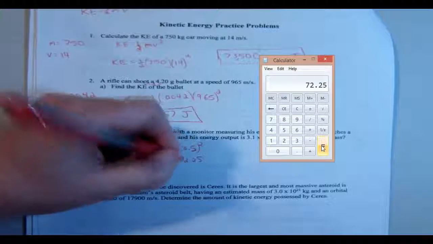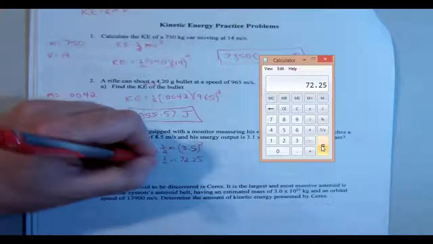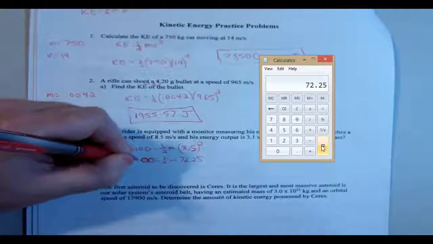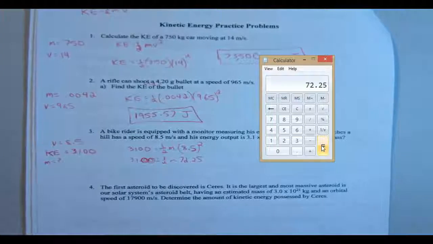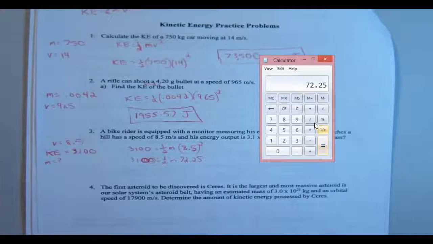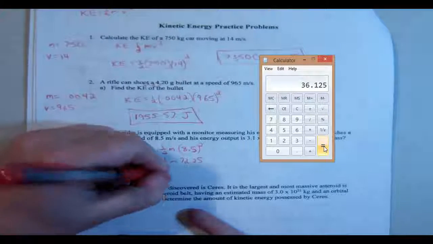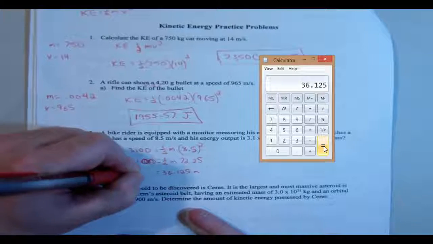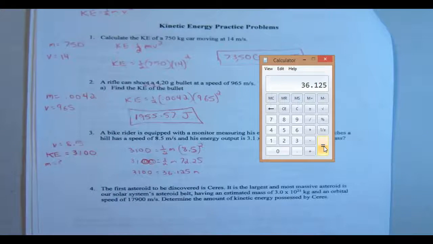So we have 72.25 times mass times 1/2, equals 3,100. It doesn't matter that there's an M here. We're just going to divide by 2. Bam. 36.125. So 36.125 M equals 3,100.